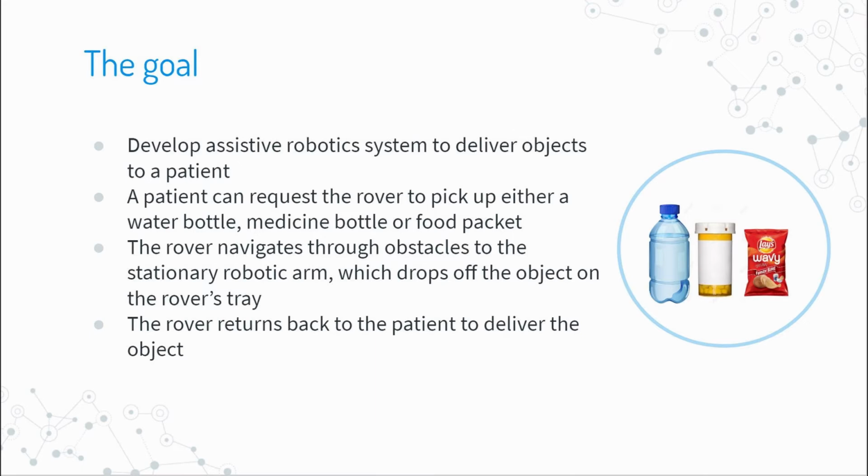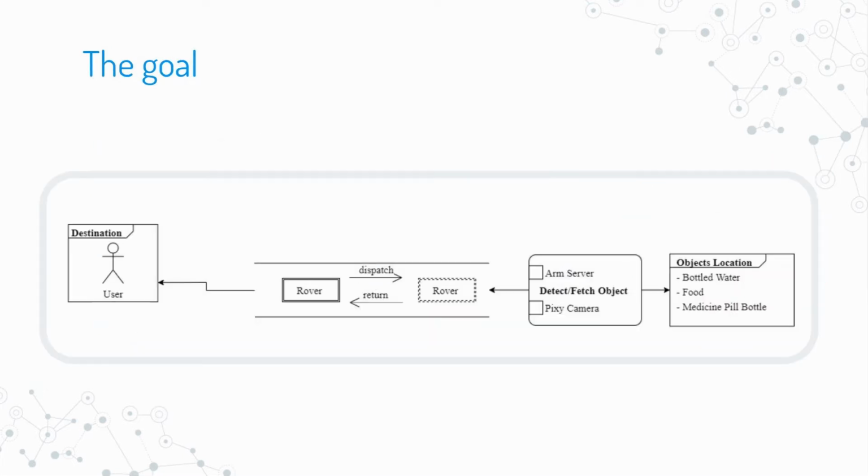For our project, we wanted to develop an assistive robotic system that can help a patient request and obtain objects. The patient can request one of 3 objects to be picked up, including a water bottle, medicine bottle, and a food packet. Then, the rover navigates through obstacles to where the stationary robotic arm and the 3 objects are located.